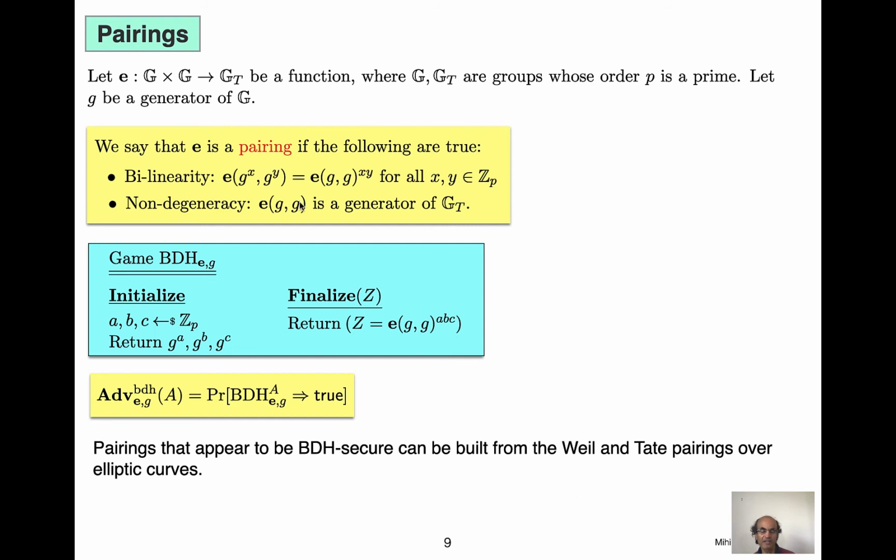And then a non-triviality condition, which precludes the map sending everything to the identity element, which would make this trivially true, is that e(g, g) is actually a generator of the target group. Now, this enables a lot of algebraic manipulations. In particular, exponents can be moved around wherever you want. So for example, you can move the x over here and the y over here. You can put both x and y here and so forth, and it's all the same.